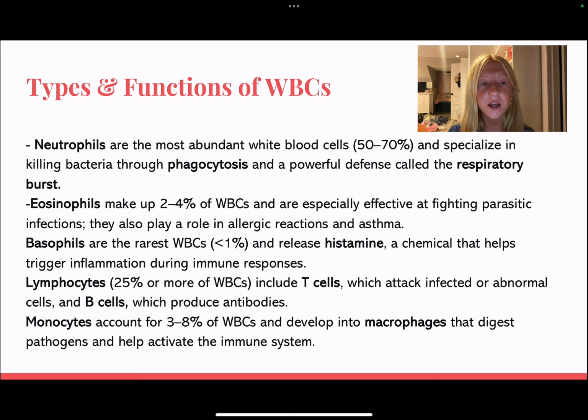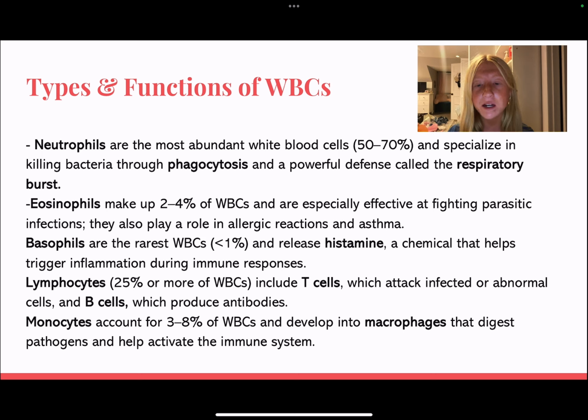The functions of white blood cells. Neutrophils are the most abundant, and they specialize in killing bacteria through phagocytosis and respiratory burst. Eosinophils are especially effective at fighting parasitic infections. They also play a role in allergic reactions and asthma. Basophils are the rarest white blood cells. They release histamine, and this helps trigger inflammation during immune response.